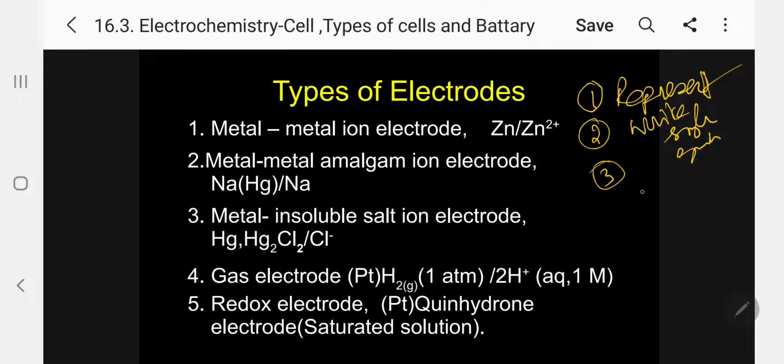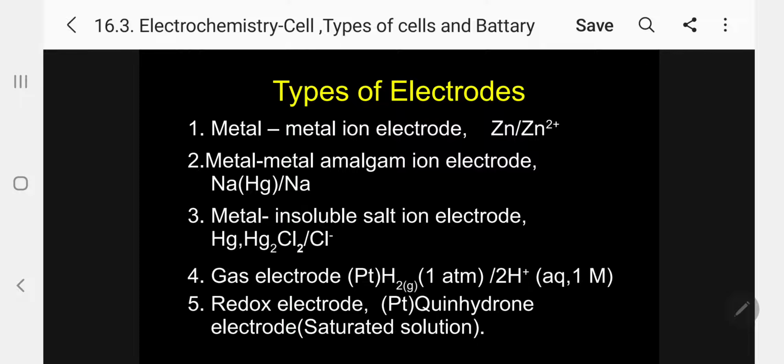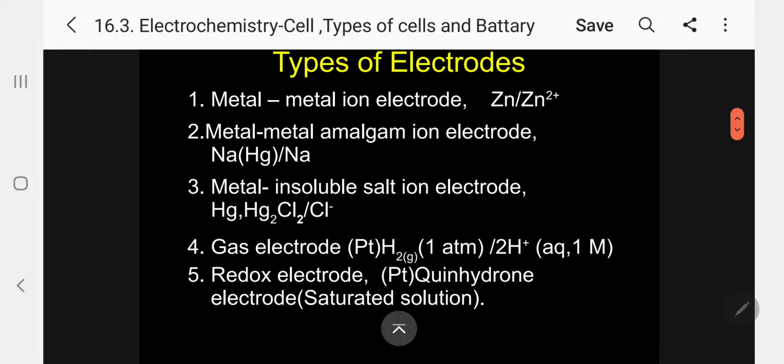And from the values of single electrode potential, you must decide which is more positive and which is more negative. Then only you have to form a cell. These three pieces of information are necessary. Please follow. Let me come to the first case, the type 1 metal ion electrode.